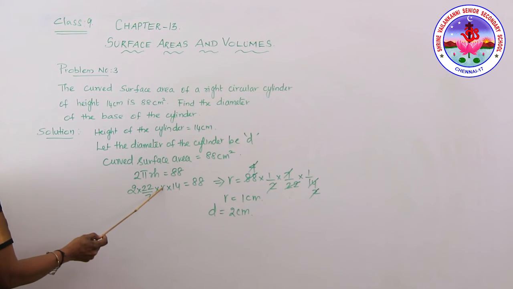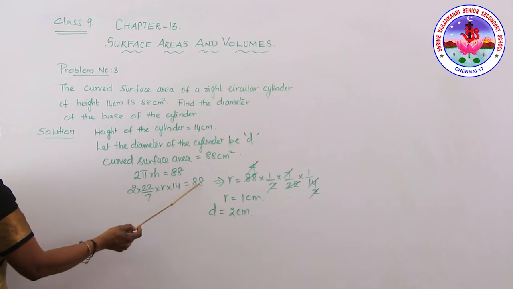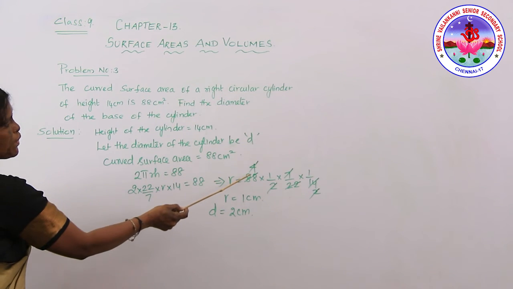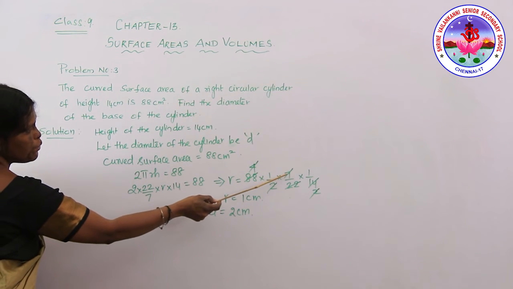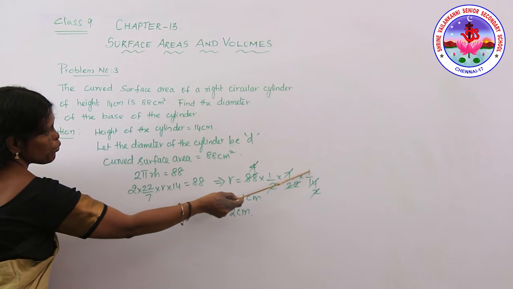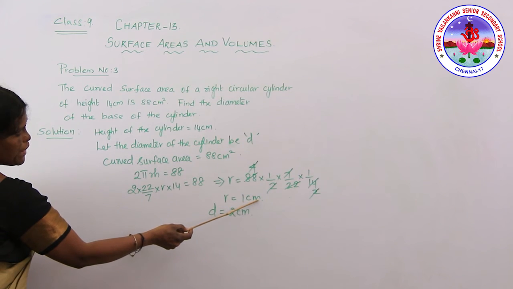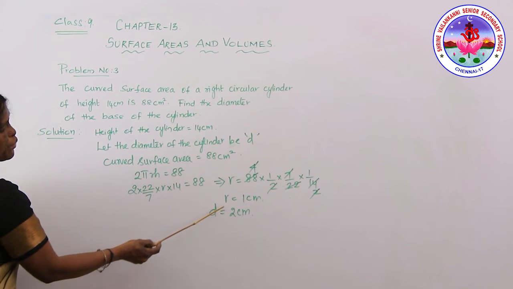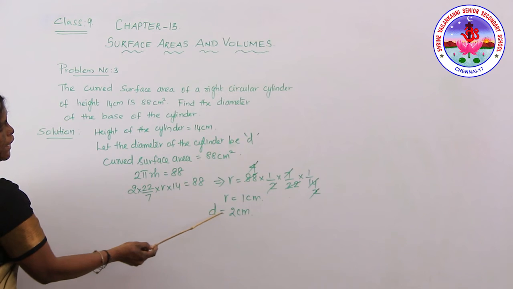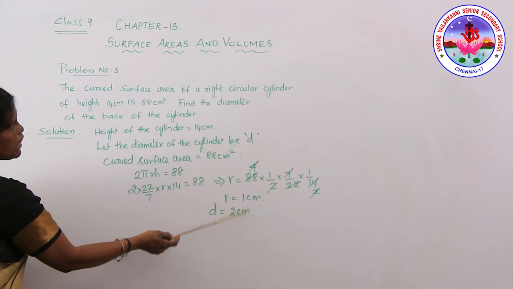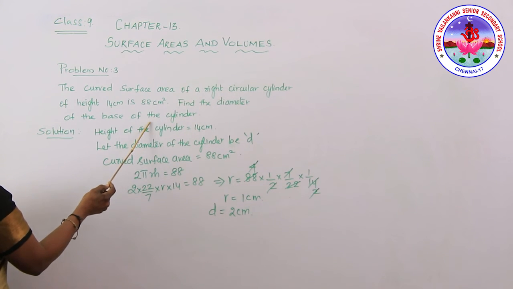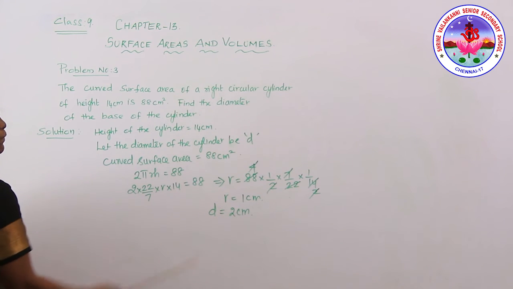So R can be got by taking the values to the other side. So I got R is equal to 88 into half into 7 by 22 into 1 by 14. Simplifying everything, I get R is equal to 1 centimeter. So diameter is equal to 2 times of the radius. So I get diameter is equal to 2 centimeter. Hence the diameter of the cylinder will be 2 centimeter.